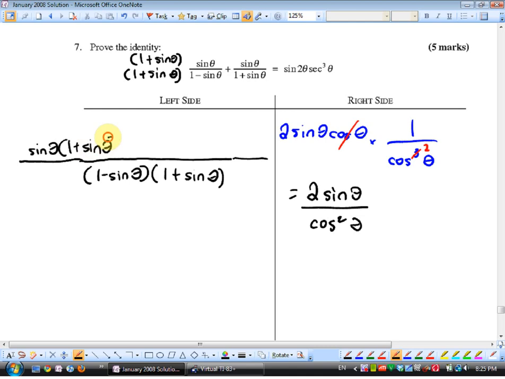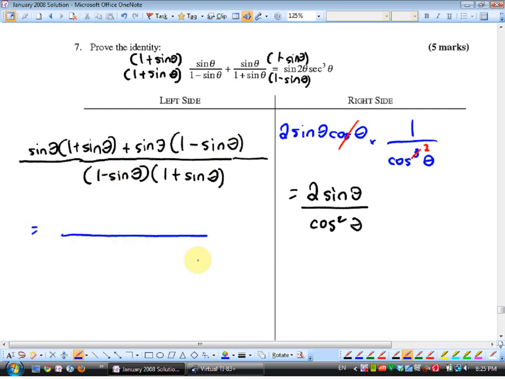I'll multiply the brackets out on the next line. The plus sign would drop down like a domino. Here I have a 1 plus sine theta. I would multiply top and bottom by 1 minus sine theta. And I'll get plus sine theta, 1 minus sine theta. Let's keep going. Let's multiply out the bottom. 1 minus sine, 1 plus sine. I think I'm going to get 1 minus sine squared theta.